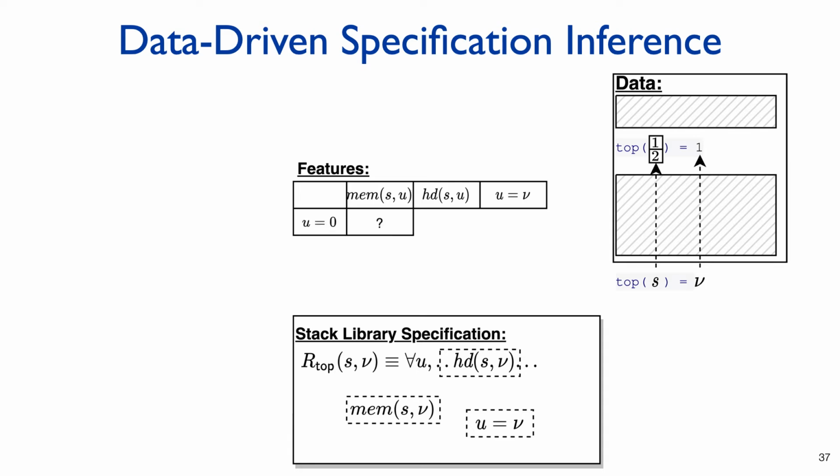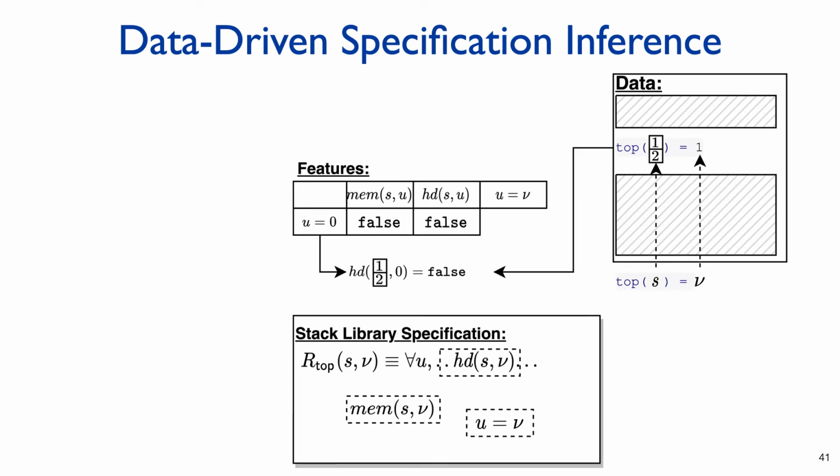So let's sample the value of u as 0 with the Boolean interpretation of member S u. Because we know the value of S is 1, 2, and the value of u is 0, we just ask, is 0 a member of 1, 2? The answer is no, so the interpretation is false. And 0 is not the head of 1, 2, so that is still false. And 0 is not equal to 1, so we have false again. Here, false, false, false is a reasonable generalization of u is equal to 0, S is equal to 1, 2, and nu is equal to 1 within our abstract domain.